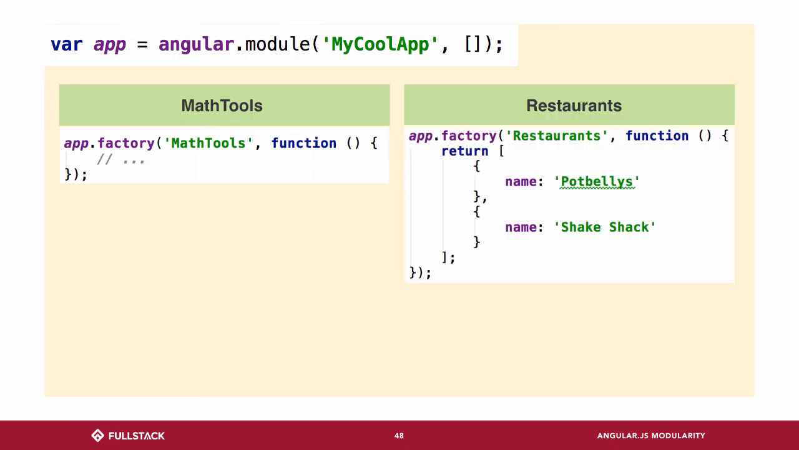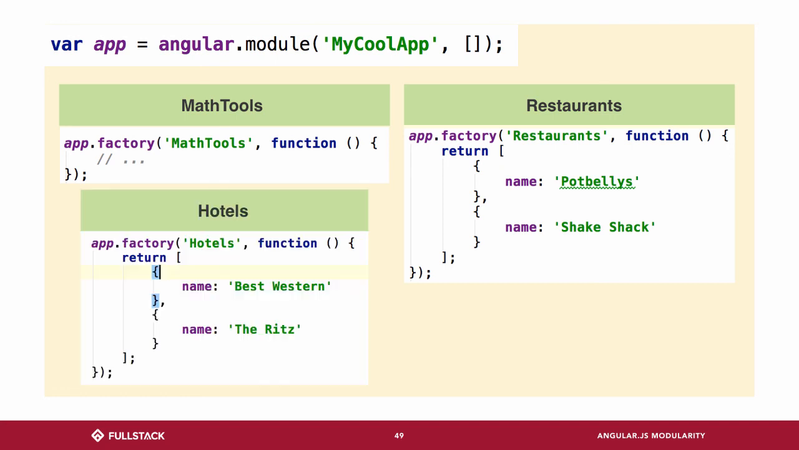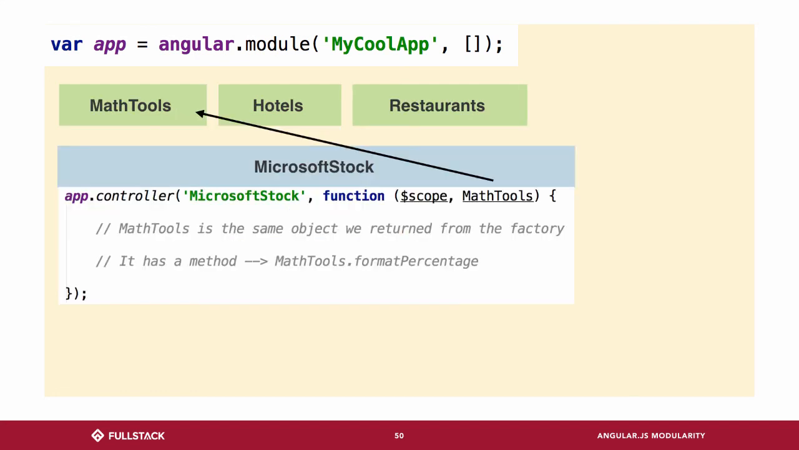We could then specify, hey, look, we want to create another factory. And this factory is going to be called restaurants. What this says right off the bat is that these two factories can be injected in other controllers or in other modules. And maybe we've got another factory for hotels, right? This sort of brings you back to the trip planner application. If you had a controller, there would be nothing preventing you from injecting the math tools, right? It's going to be able to find it because it's been registered within this module.